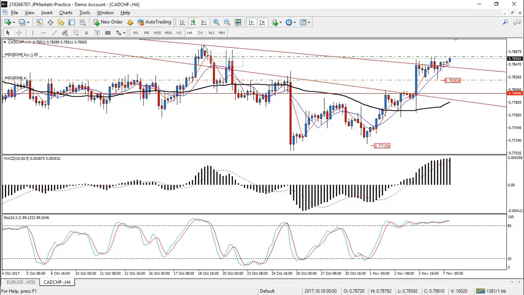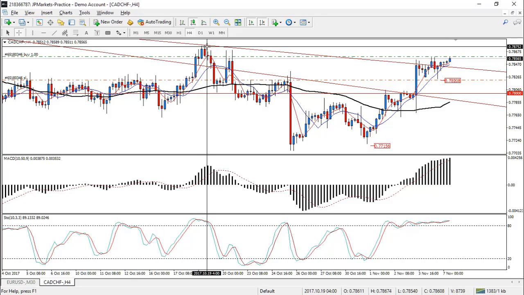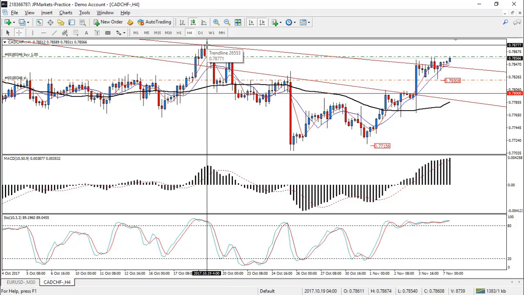But this does look like it might be a potential stumbling block. The market may move up to approximately this level, see it as some resistance, and then retreat down.